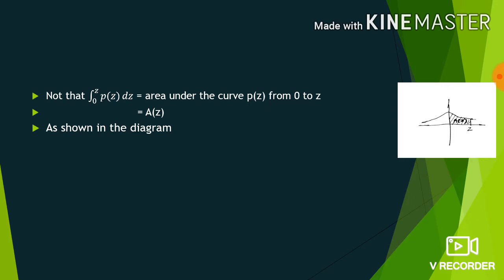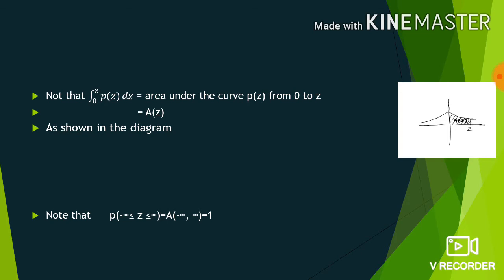When we integrate the curve p of z from 0 to z, we get the area under the curve from 0 to z, as shown in the diagram. That is denoted by A of z. So when we integrate p of z dz from 0 to z, we get A of z, the area under the curve from 0 to z. For different values of z, we get different areas.